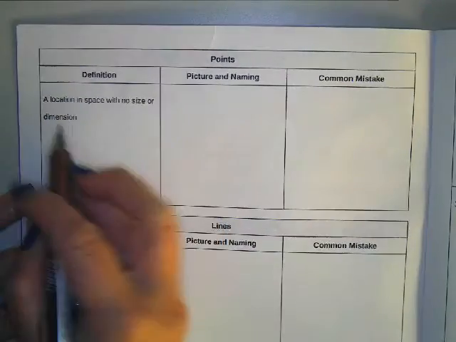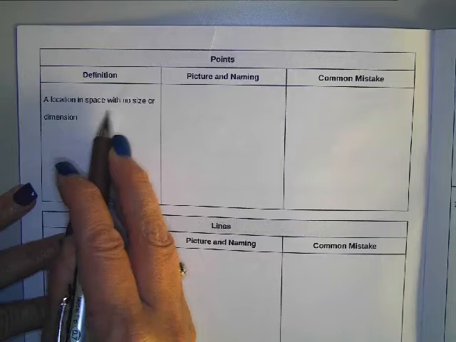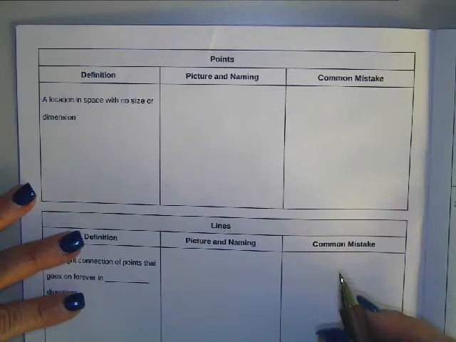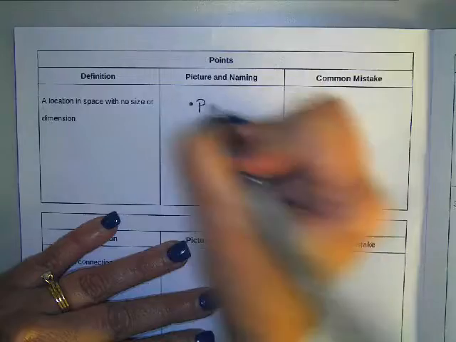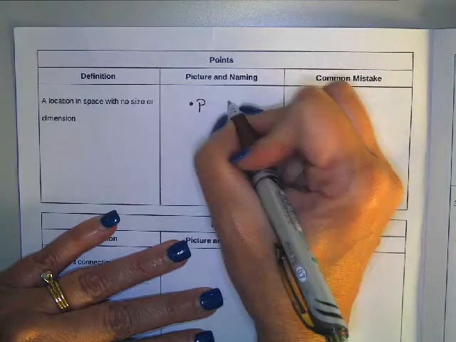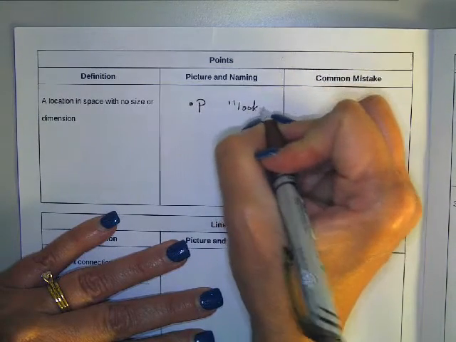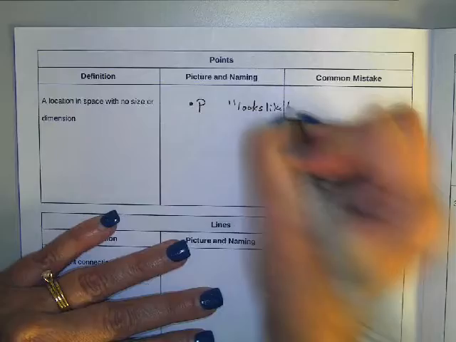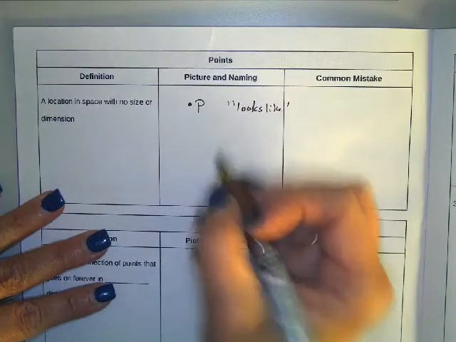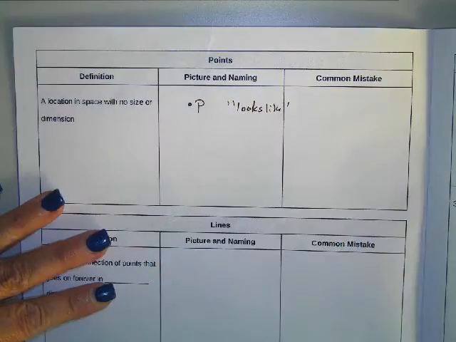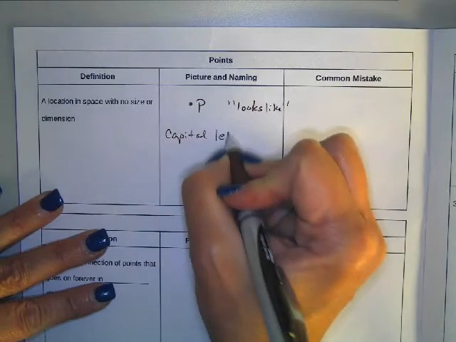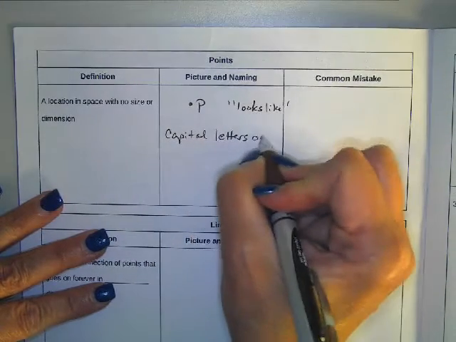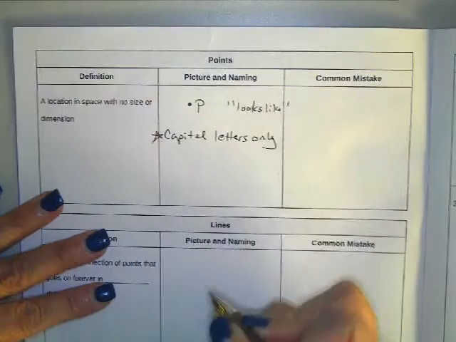The definition of a point is a location in space with no size or dimension. When you see a point on a graph, it usually looks something like that. That's what it looks like. One thing to notice is that we use capital letters, so it is capital letters only. So that is one important naming convention.